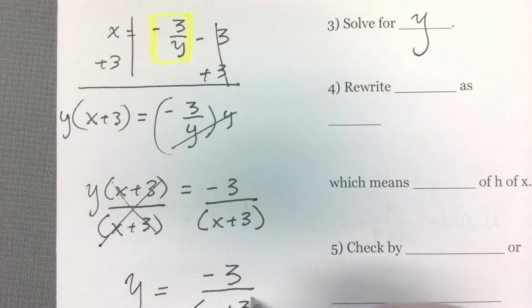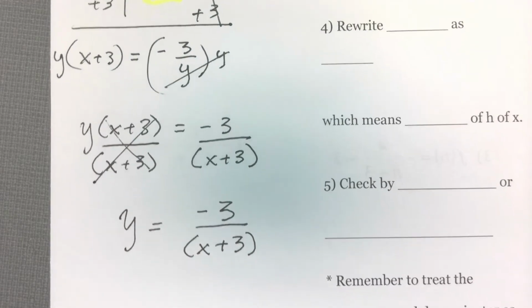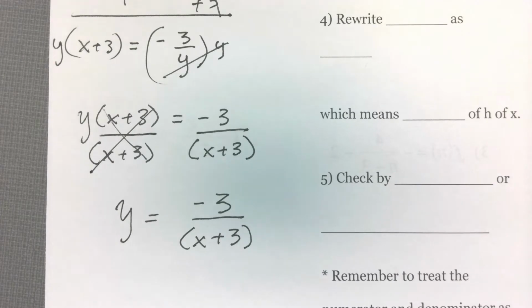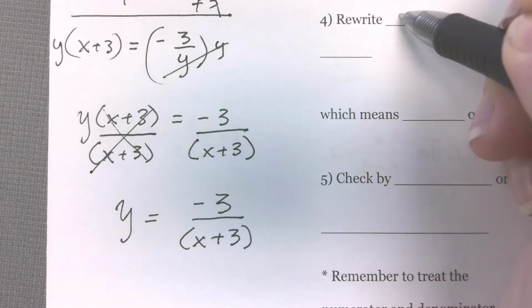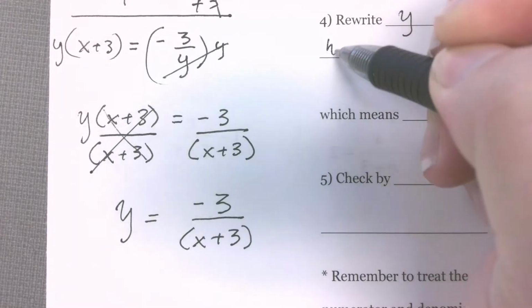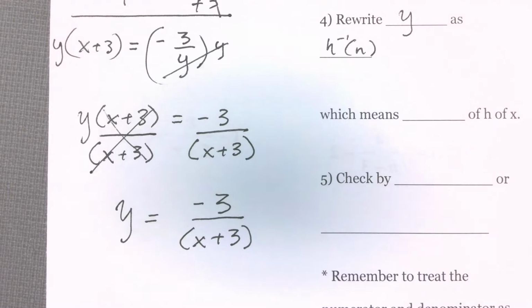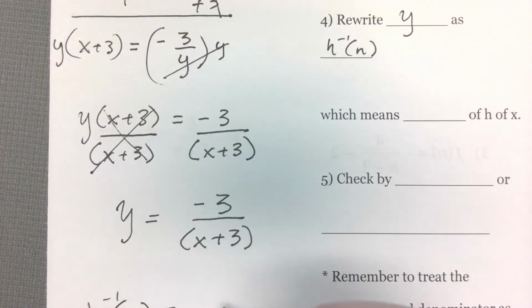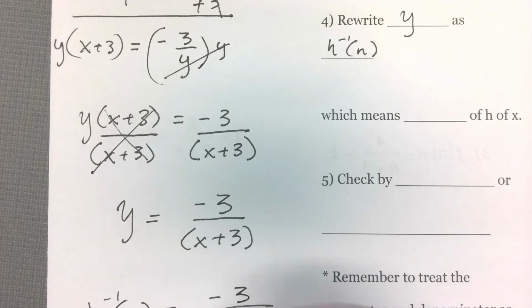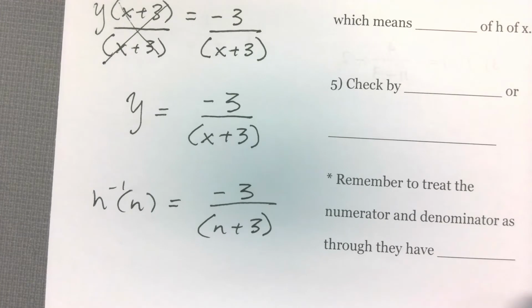So rational functions is just any function that has a variable in a fraction, so a variable in the denominator. So what's our last step? Step 4, rewrite what? Yeah, y is going to become h inverse of n. H inverse of n. And I'm just going to change it back to be whatever letter we started with. And you can't see what I did, I'm sorry.